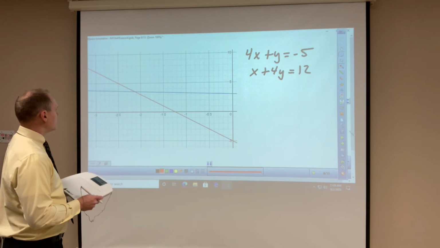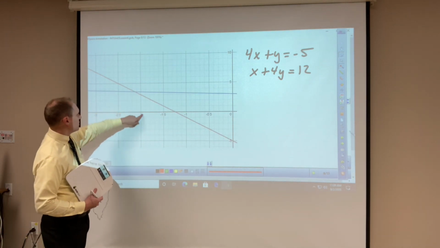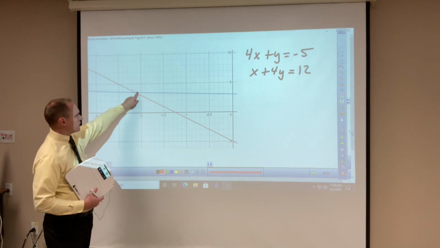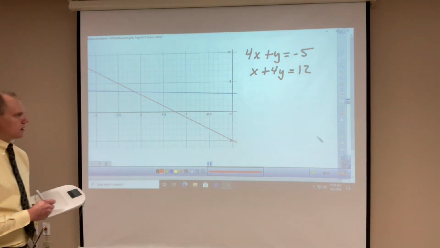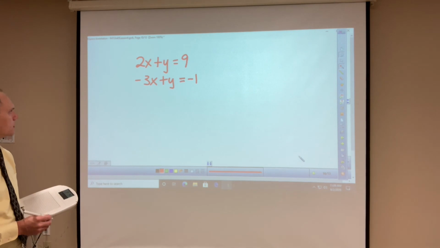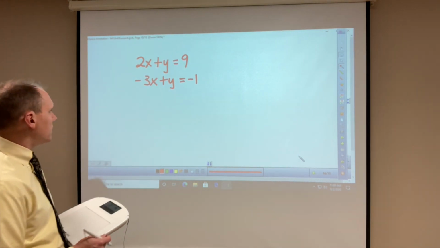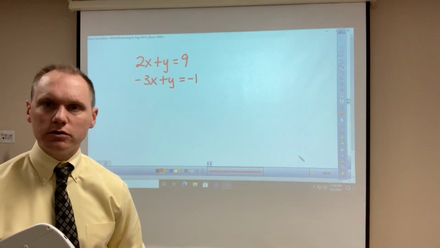All right, and again, that's the same picture as last time. Negative 2.13 repeating, comma 3.53 repeating. There is our intersection point. All right, so again, let me give you a minute to try this one.